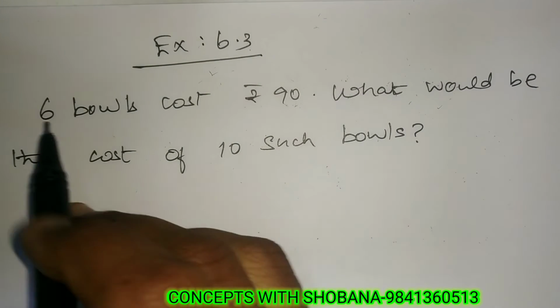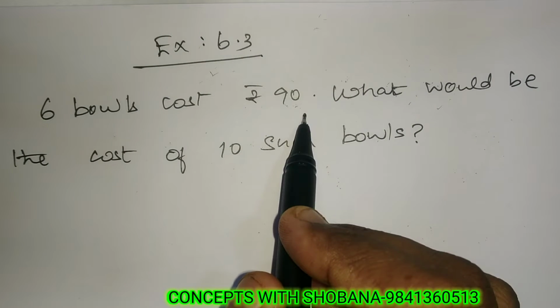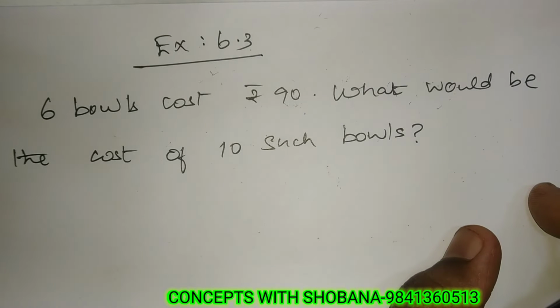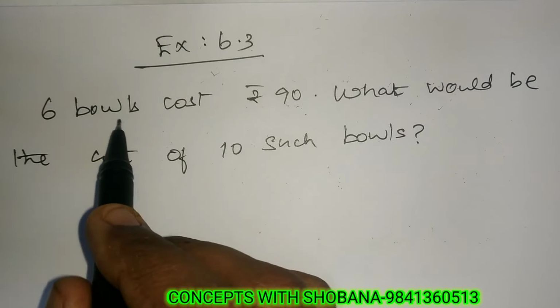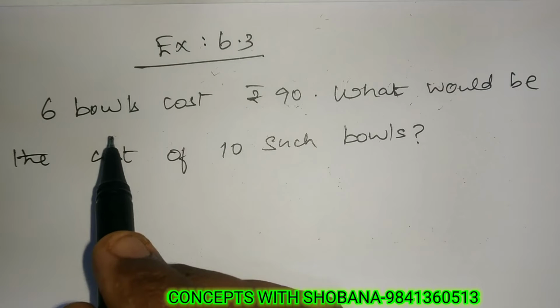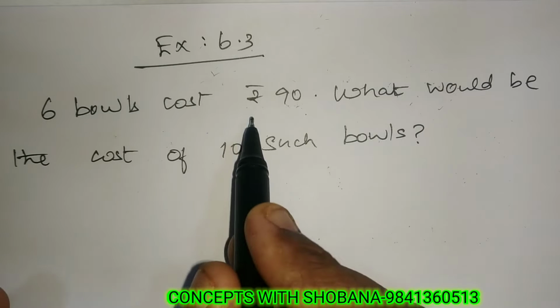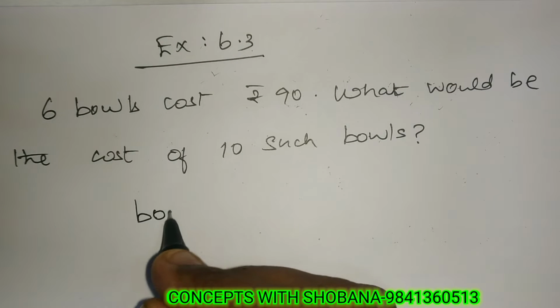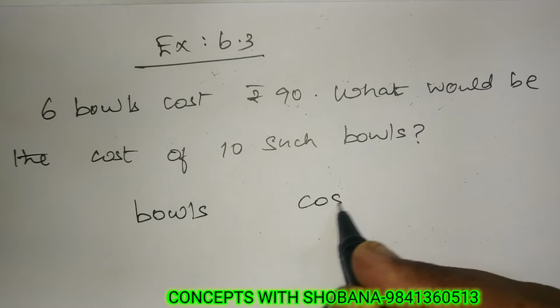First problem. 6 bowls cost rupees 90. What would be the cost of 10 such bowls? How do we do that? Look at this. Now what are we doing here? We are comparing bowls and the cost. So we will write bowls and cost.